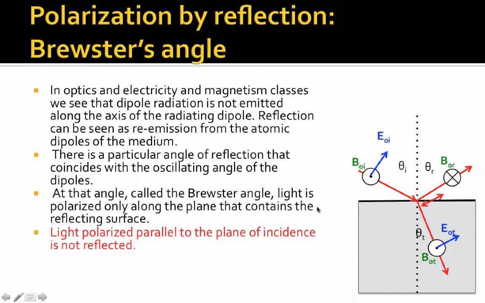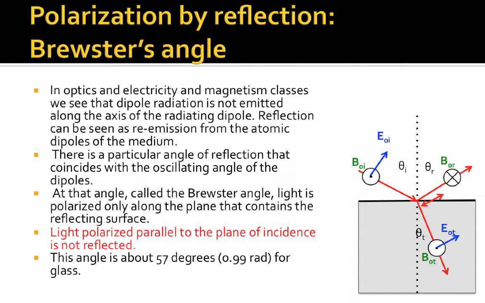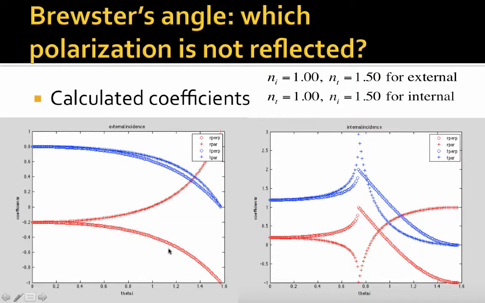So in red here, a little bit easier to understand: light polarized parallel to the plane of incidence, as we've drawn it here, is not reflected, and light polarized perpendicular to the plane of incidence is reflected. For something like glass, this is about 57 degrees or 0.99 radians. Let's turn that into this plot here.